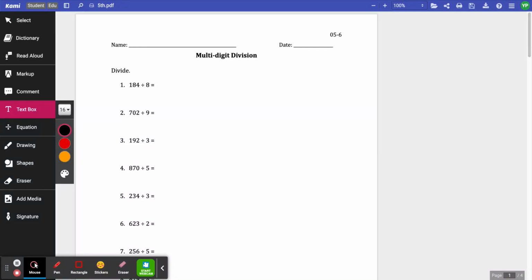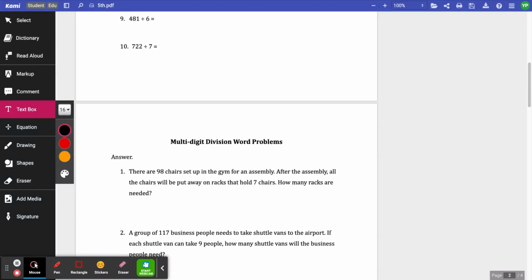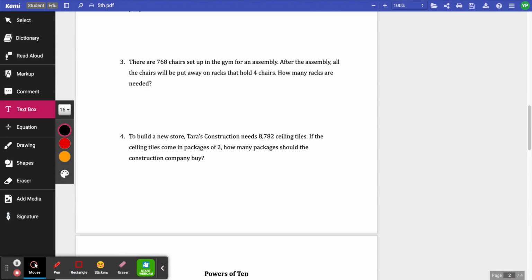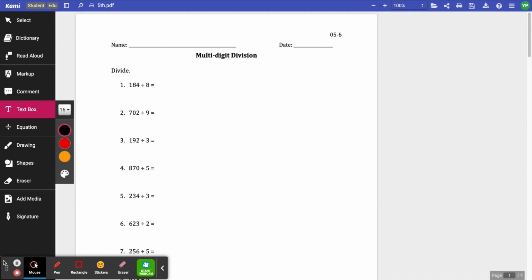Today we'll be learning about multi-digit division, multi-digit division word problems, powers of tens, and exponents. So starting with multi-digit division. Number one says 184 divided by 8.